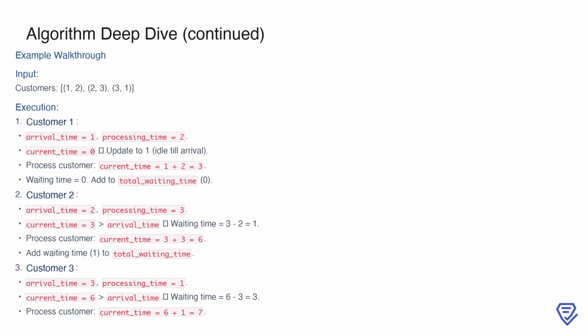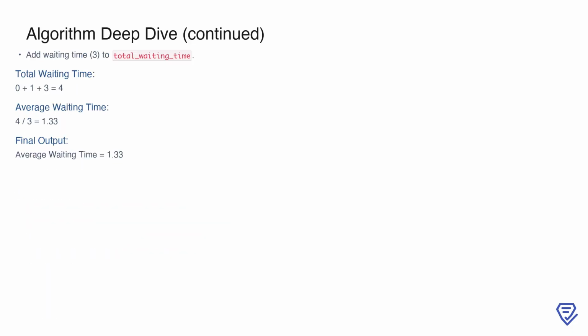For the second customer, they arrive at time 2 while the system is still busy processing the first customer. They wait for 1 unit of time, as the system becomes available at time 3. The system completes their processing at time 6, and their waiting time of 1 is added to the total. Finally, the third customer arrives at time 3 but must wait until the system finishes processing the second customer. Their waiting time is 3, and the system completes their processing at time 7. The third customer's waiting time of 3 is added to the total waiting time.